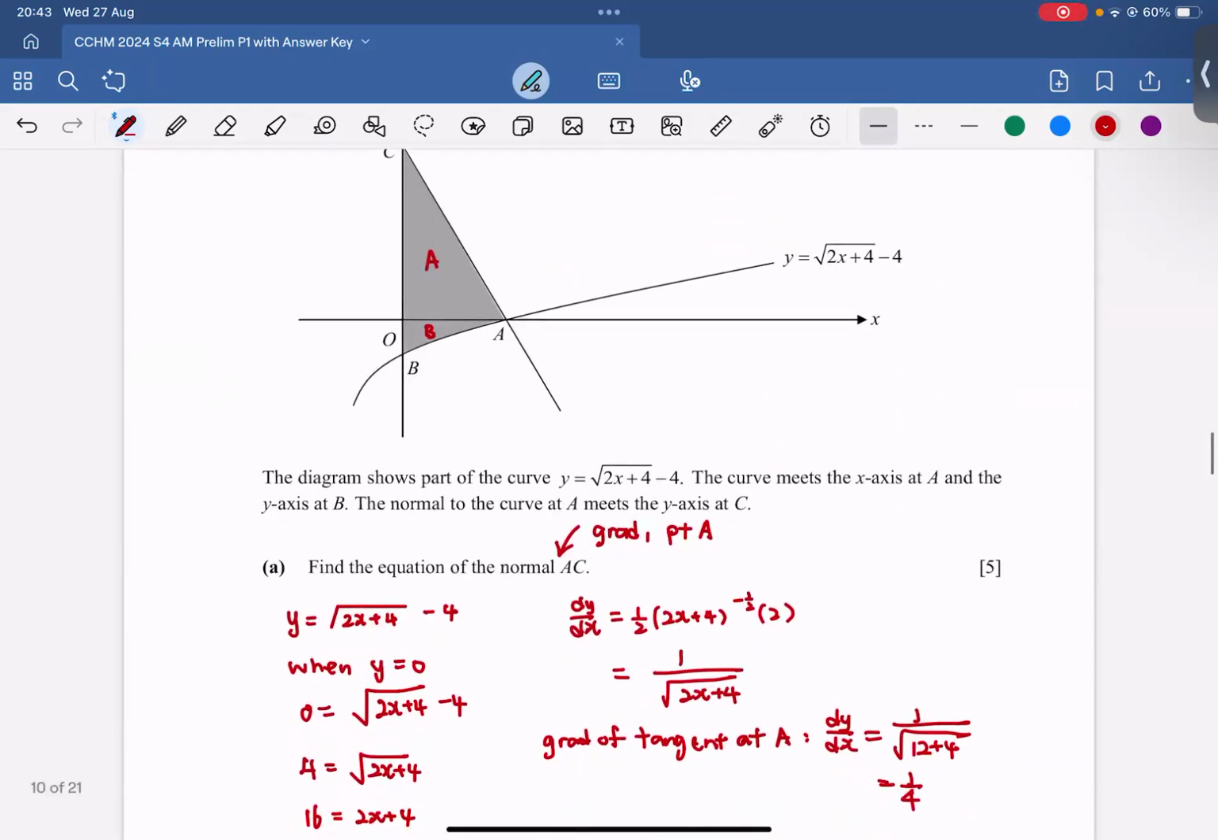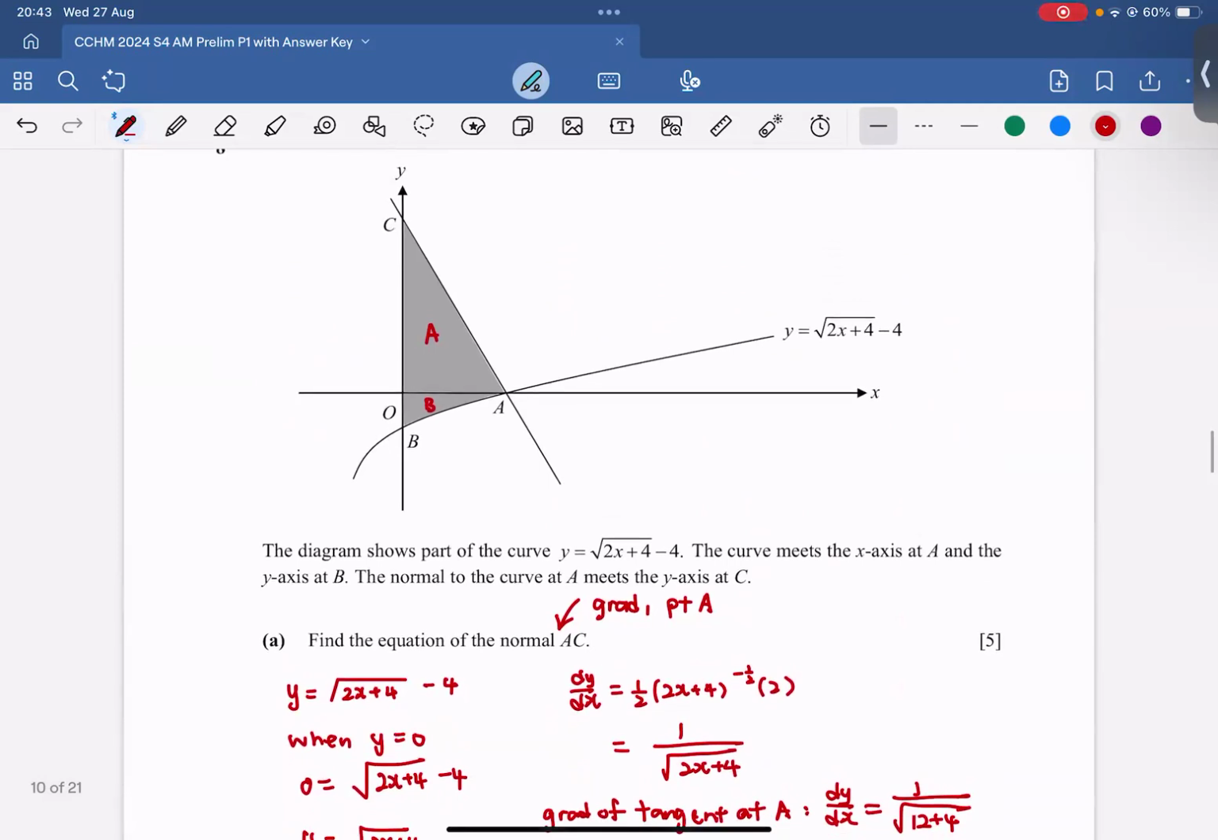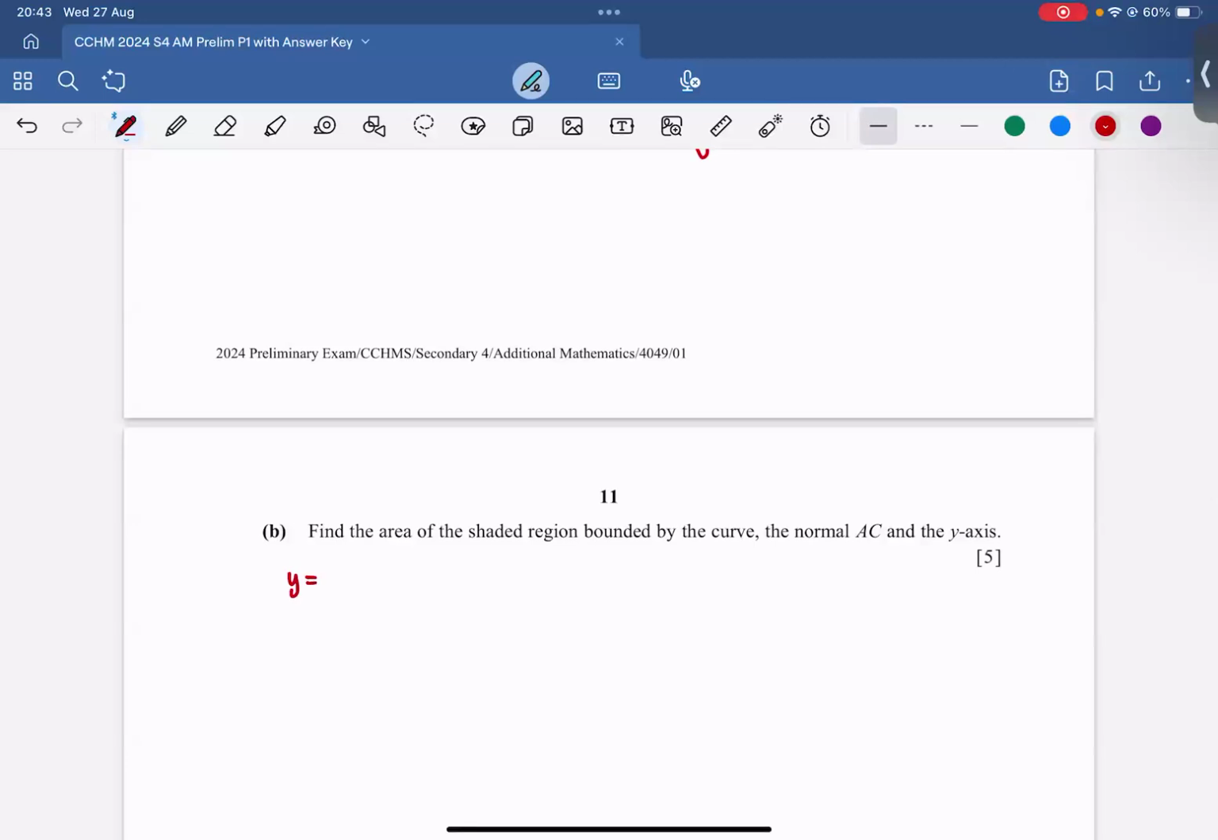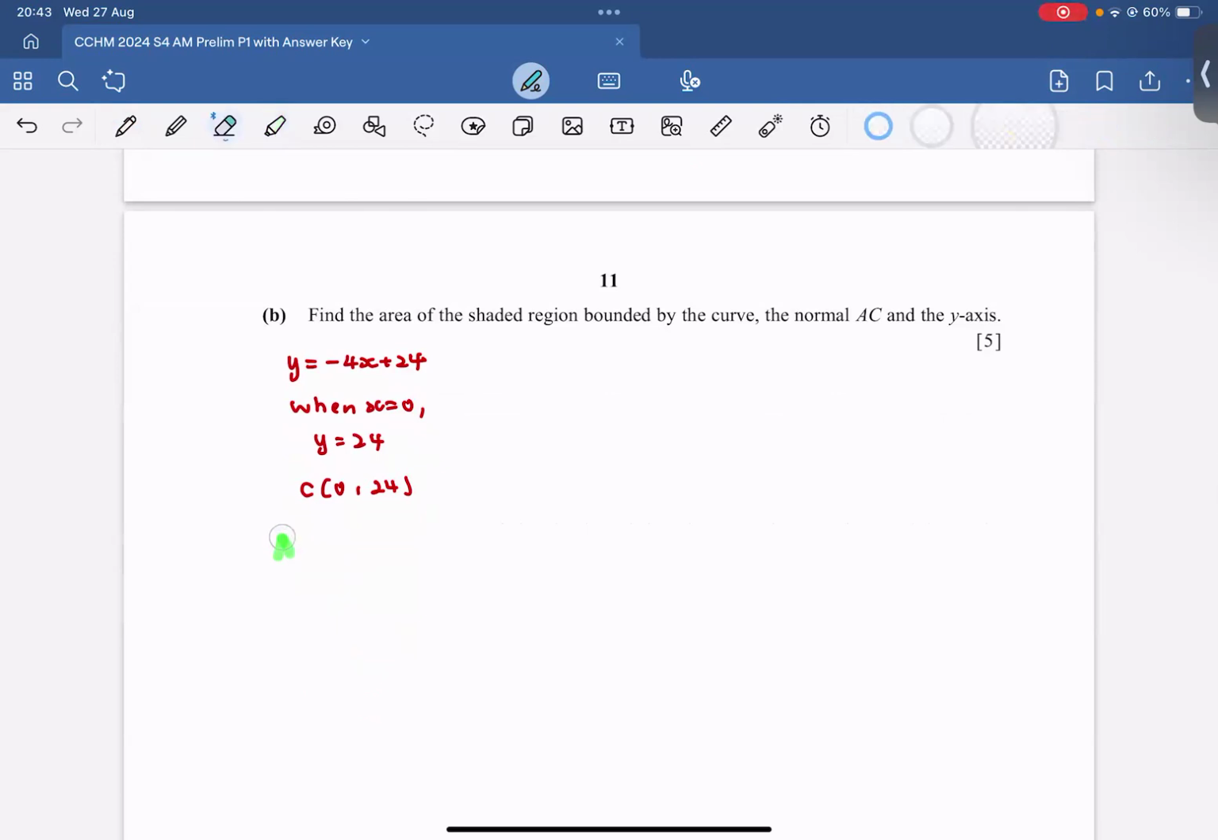Okay, so to find A, we need to find the coordinate of C first. We know the equation of the normal is y equals -4x plus 24. So when x is 0, y is just 24. So we know the coordinate of C is (0, 24). So we can find the area of the triangle, which is just half times base times height, half times 6 times 24. That will give us 72 units squared.